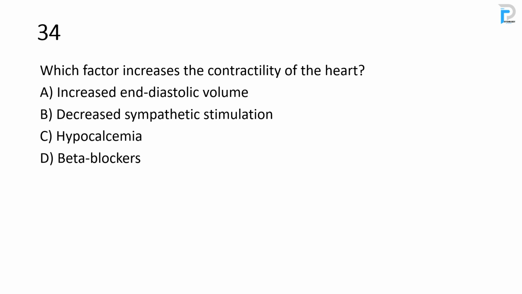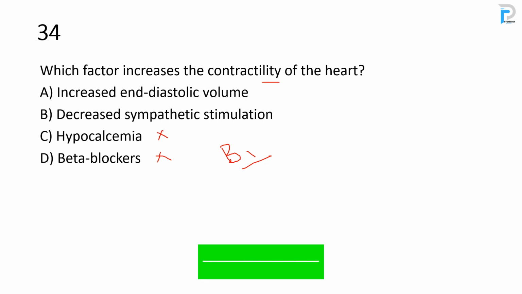Beta blocker is wrong here because beta 1 receptors are the receptors for sympathetic stimulation on the heart, and beta 1 stimulation results in an increase in contractility. So if we block these receptors, that is going to decrease, not increase, contractility. Hypocalcemia is wrong. We know that contraction of the cardiac muscle depends on both intracellular as well as extracellular calcium. So a decrease in calcium level in our blood is going to decrease the contractility of the cardiac muscle.